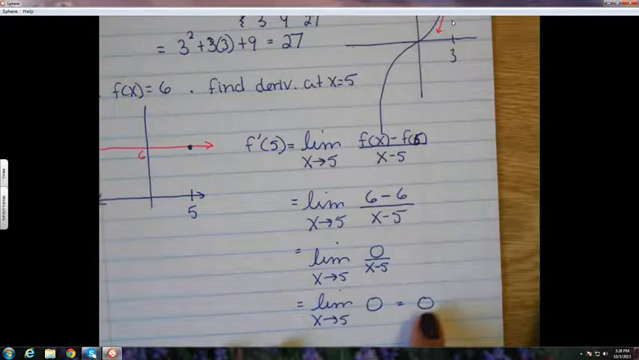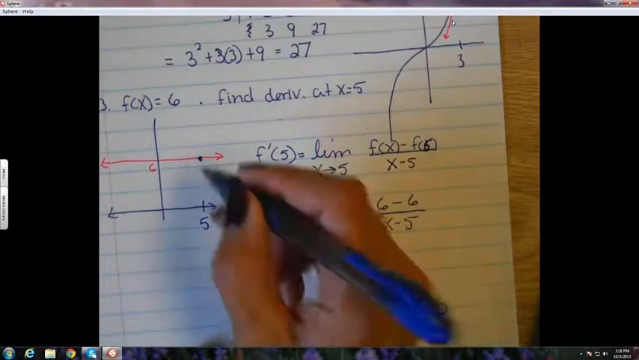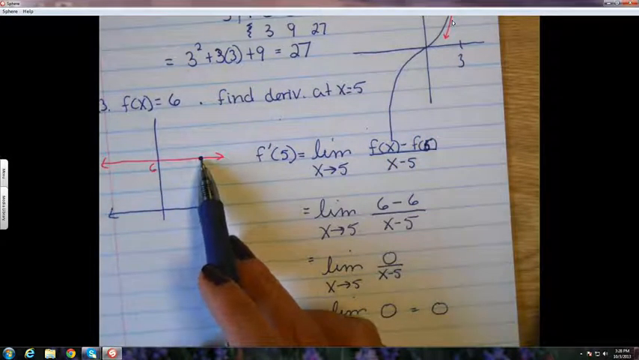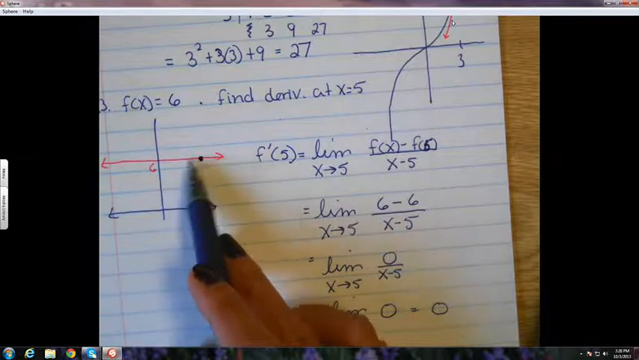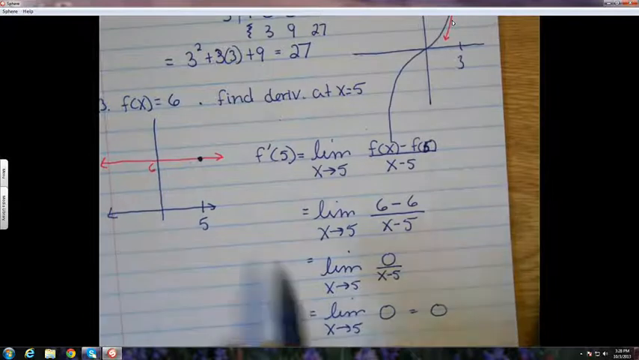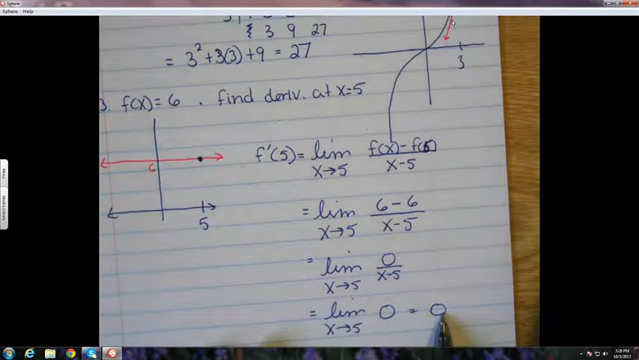Let's think about what that means. The rate of change is 0. So think about it. How fast is the rise over the run changing here? Well, because it's flat, there is no slope there. The slope is 0. That's why the derivative is coming out at 0. So any constant function is going to have a derivative of 0 because they're flat. Okay?